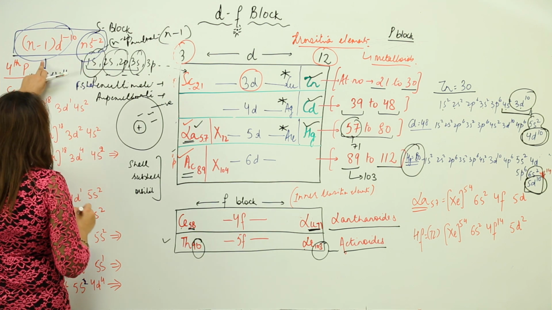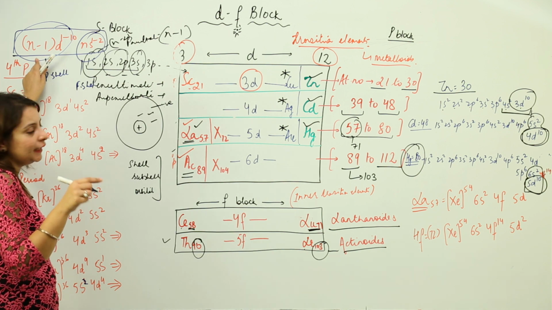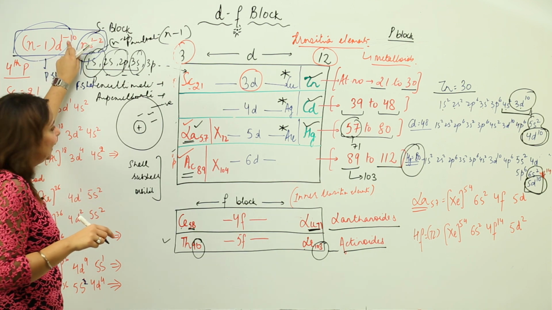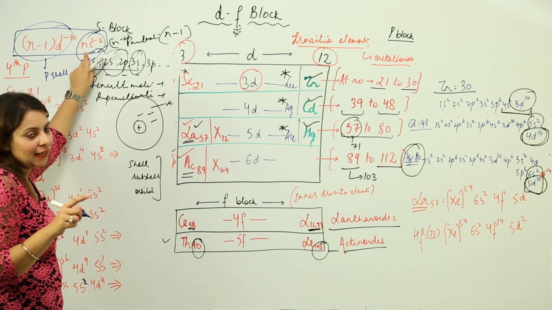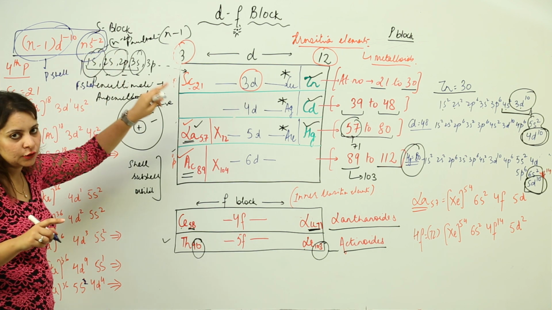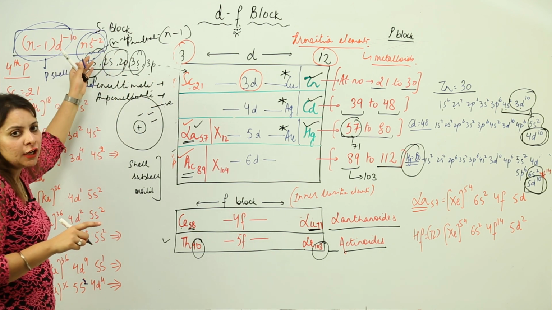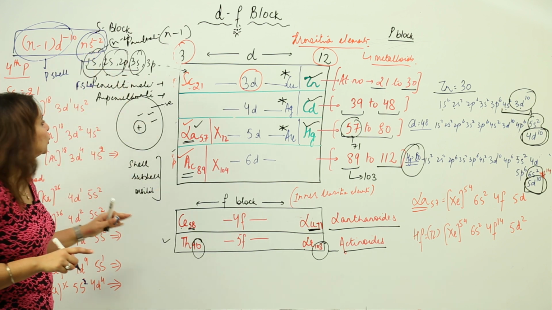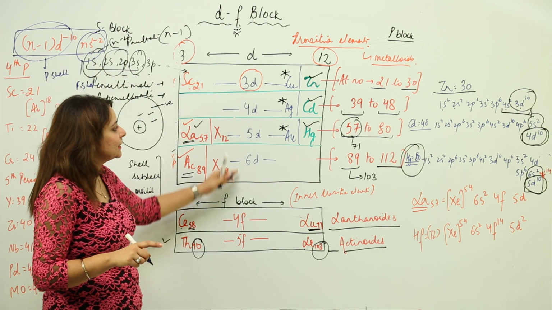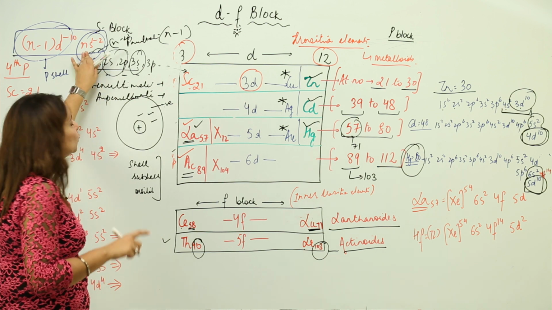So that means in the penultimate shell, that is (n-1)d, the electrons can be 1 to 10, and in the outermost shell, that is ns, the electron can be 1 or 2, or it can be 0 also. It can be 0, 1 to 2. But if we see this D block strictly, ns is 1 to 2.